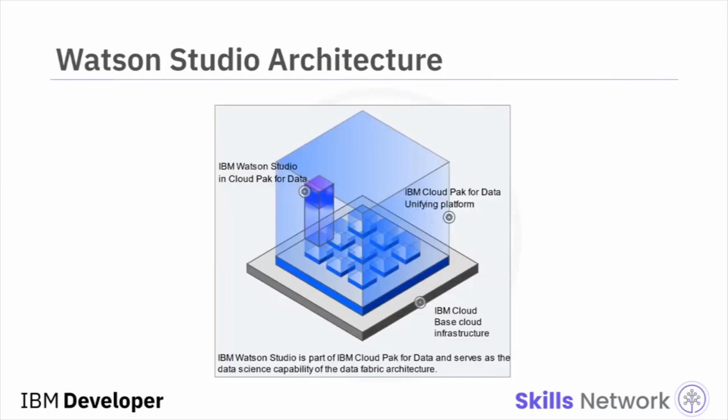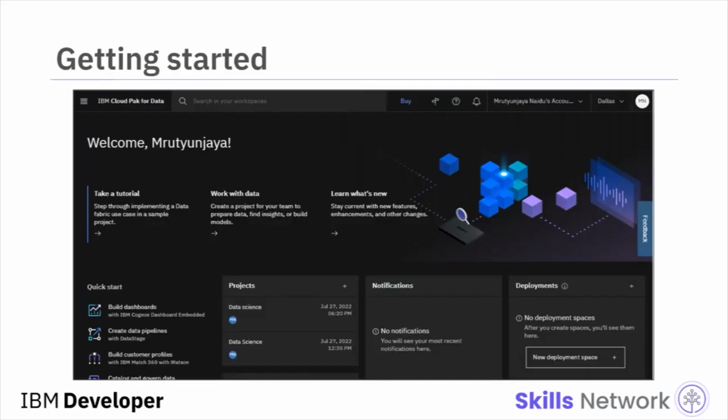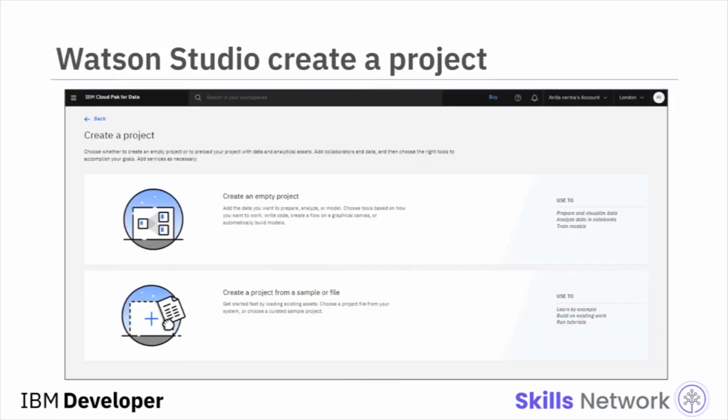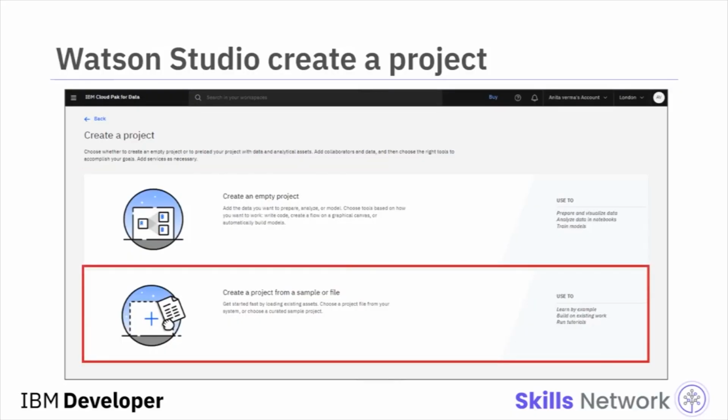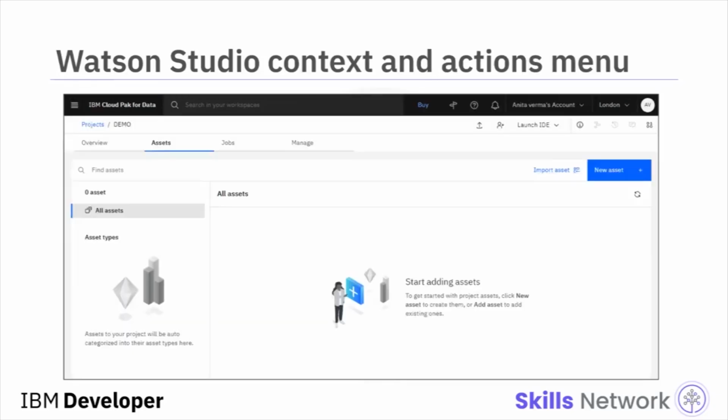One of the core services in Cloud Pak for Data, Watson Studio architecture is centered around the project. To create a project, select Work with Data from the Cloud Pak for Data homepage. The Create a Project pop-up will appear with options to create an empty project or create a project from a sample or file. Now, when you click Create an Empty Project, this page loads. Here, you can manage all your projects.